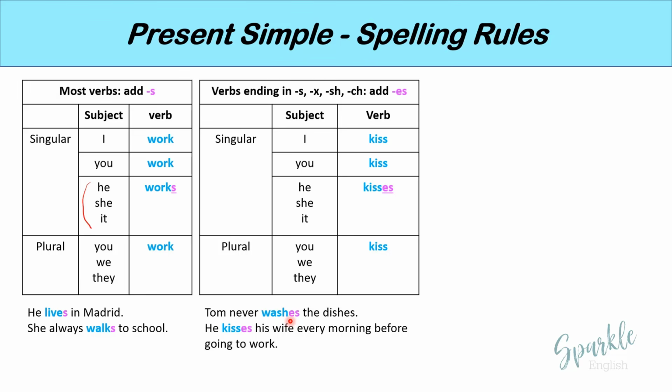So we have to add es for the he, she, and it form. He kisses his wife every morning before going to work. Again, kiss ends in s, so we have to add es for he, she, and it.